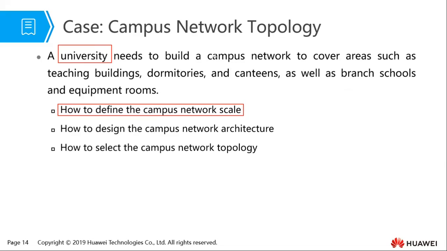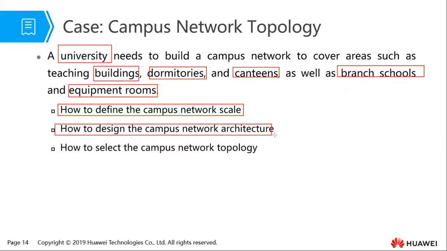In this particular example, they're telling us it covers areas such as buildings, dormitories, and canteens. And I'm sure you know that, for example, buildings in a university are quite far apart. And they also have a branch campus, and they have equipment rooms. So actually, this is a large-scale network.